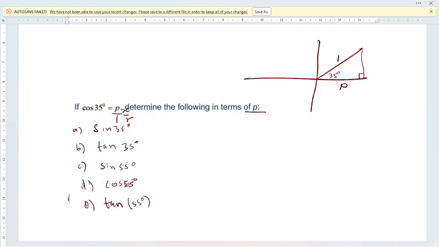Because of 90 degrees, I'm going to use my Pythagoras. Right, this is x, this is y, this is r. Then I'm going to substitute. r squared equals x squared plus y squared. What is my value of r? 1. x is p, so p squared plus y squared.